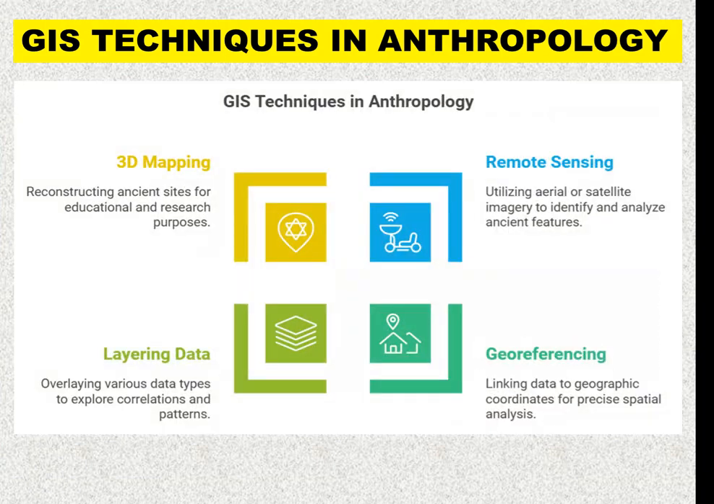GIS techniques in anthropology. 1. Remote sensing: using aerial or satellite imagery to study landscapes and detect features like ancient roads, walls, or agriculture. 2. Georeferencing: linking ethnographic or archaeological data to specific geographic coordinates for spatial analysis.